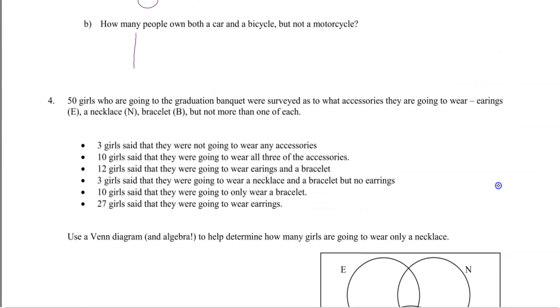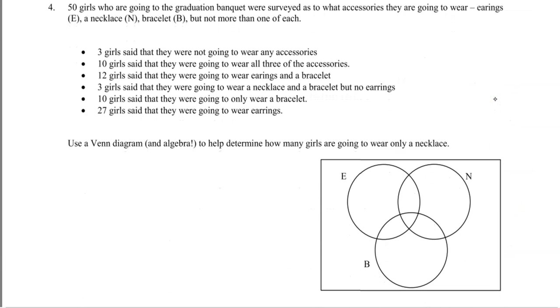Oops, wrong way. 50 girls going to the graduation banquet were surveyed as to what accessories they're going to wear: earrings, a necklace, and bracelet, but not more than one of each. Okay, give it a shot.